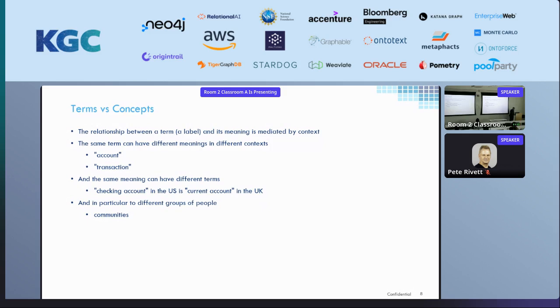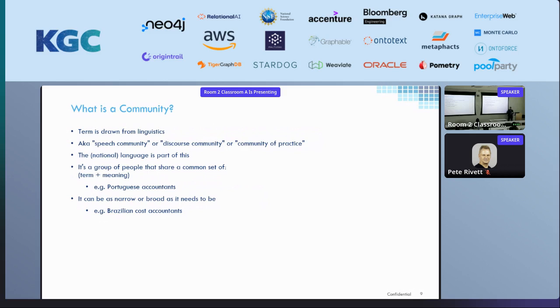And the biggest part of context, I'd argue, is the notion of community. And this is again drawn from linguistics, this idea of community. There are various variants of it within the linguistics community, such as speech community, discourse community, or community of practice. We needn't, for the purposes here, go into the nuances of that, but there's a lot of theory behind this. So the natural language is part of the community.